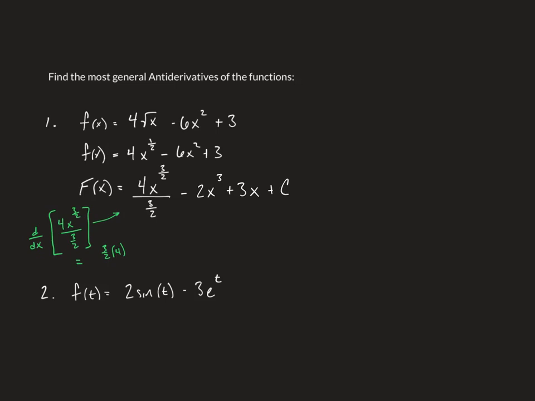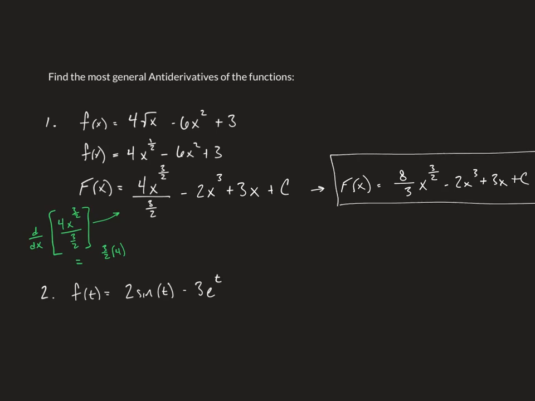If you wanted to rationalize the denominator there, I could rewrite this as 4x to the 3/2 times 2/3. So I could write it as 8/3 x to the 3/2 minus 2x cubed plus 3x plus c. But either of those would be correct answers. You wouldn't have to write it in either of those two forms. They're both correct. All right, second example.